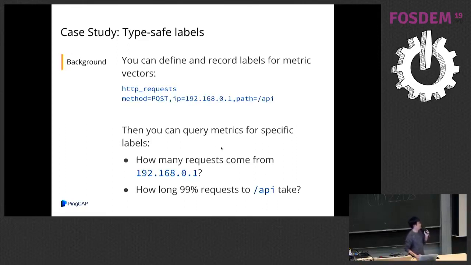For example, you can know how many requests come from this IP address and how long it takes for requests to the /API endpoint for 99% of requests. So as you can see, the label is pretty useful here. And in fact, in TiKV, we heavily use the label feature.